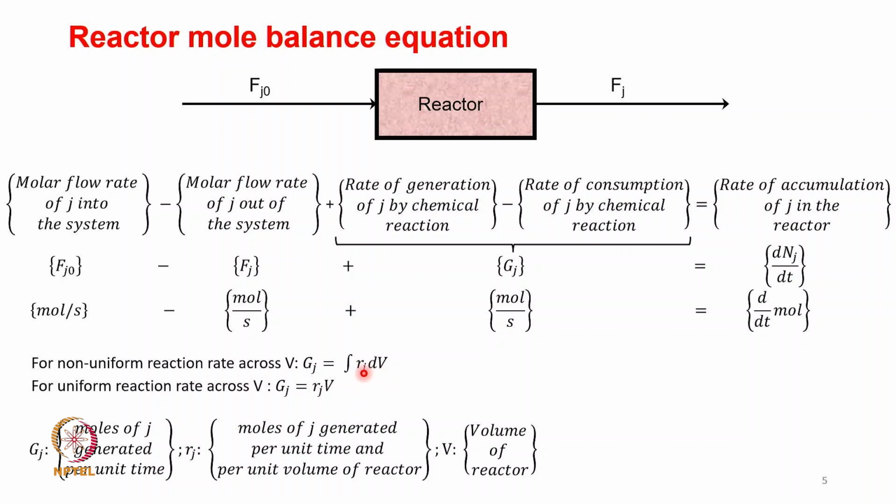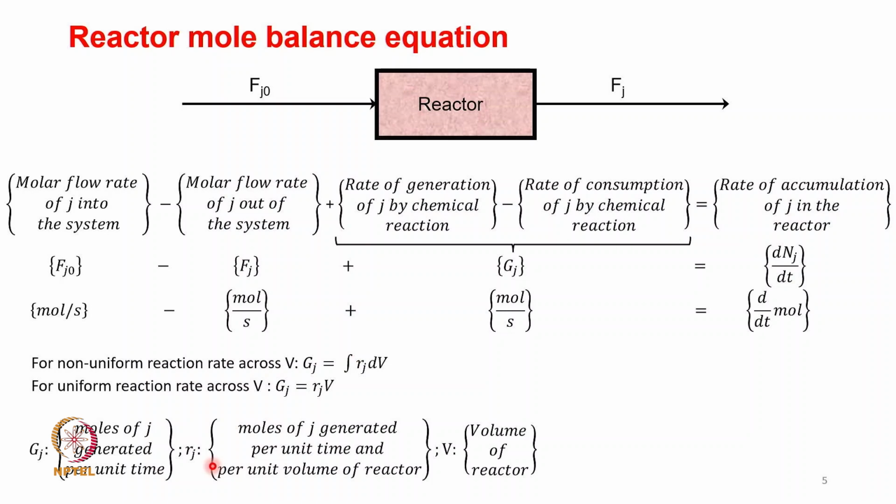So Gj would be the integral of Rj times dV, because the generation is non-uniform. In most of the cases, you assume it is a uniform reaction rate, then the Gj would be your reaction rate times V.